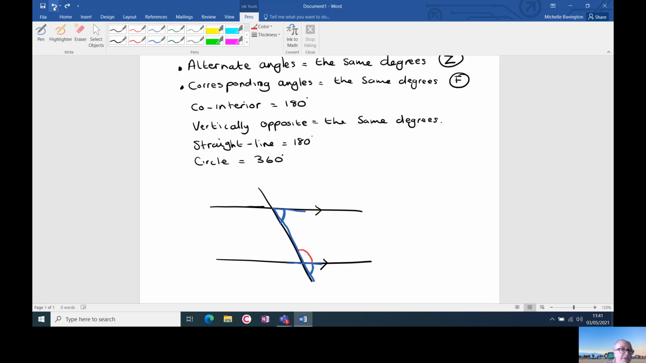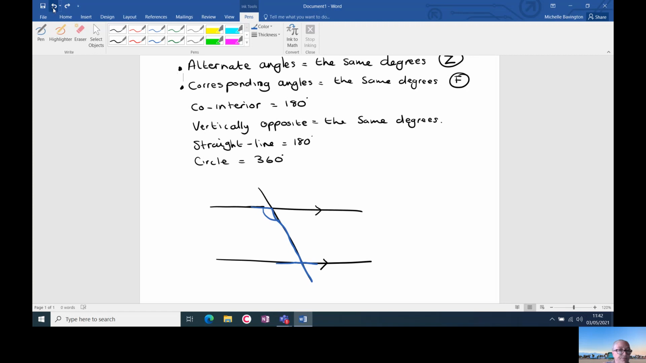Let's just do the opposite F. You can do an opposite. So we know it's going to be there. It can't be there because that's alternate. So it's got to be here, and that looks pretty good for a corresponding angle. So they will be the same.